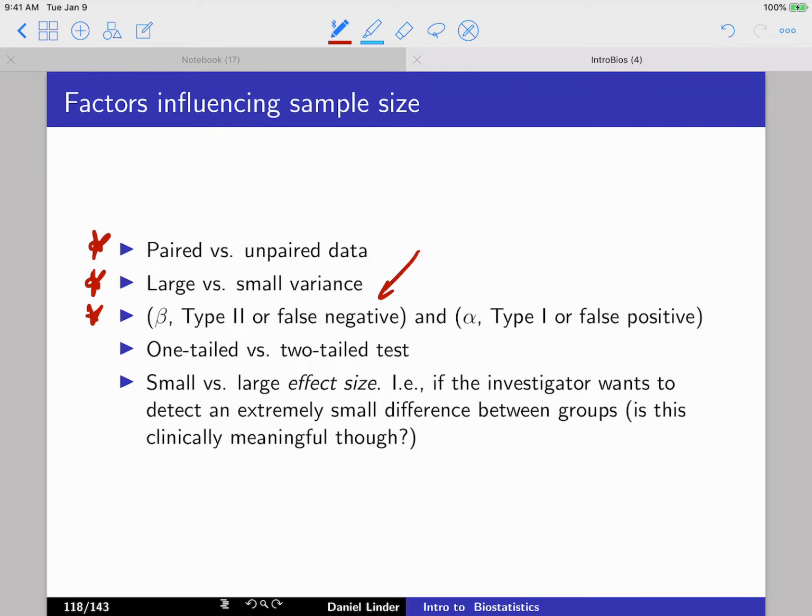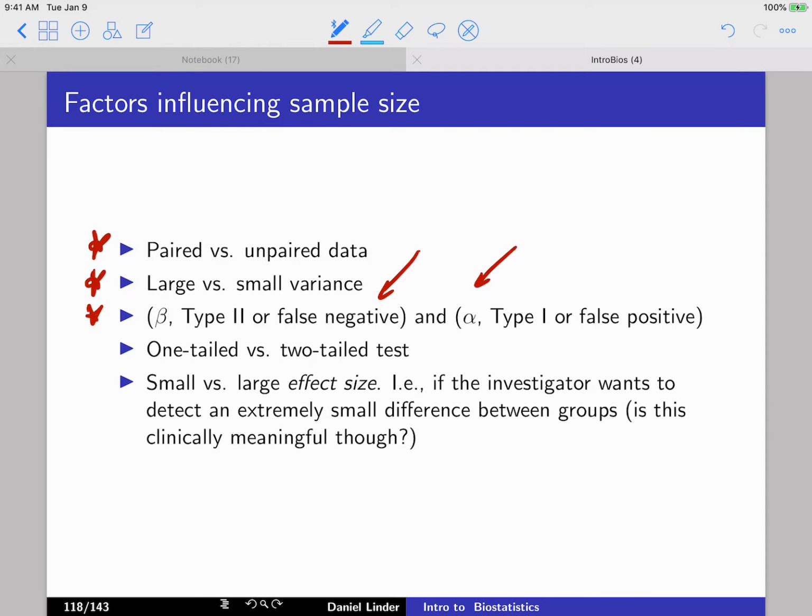Sample size is also influenced by alpha, naturally, which is your probability of a type 1 error, or a false positive. So if you decrease these probabilities, if you decrease these chances of making mistakes, naturally you're going to need more information. So you're going to have larger sample sizes.